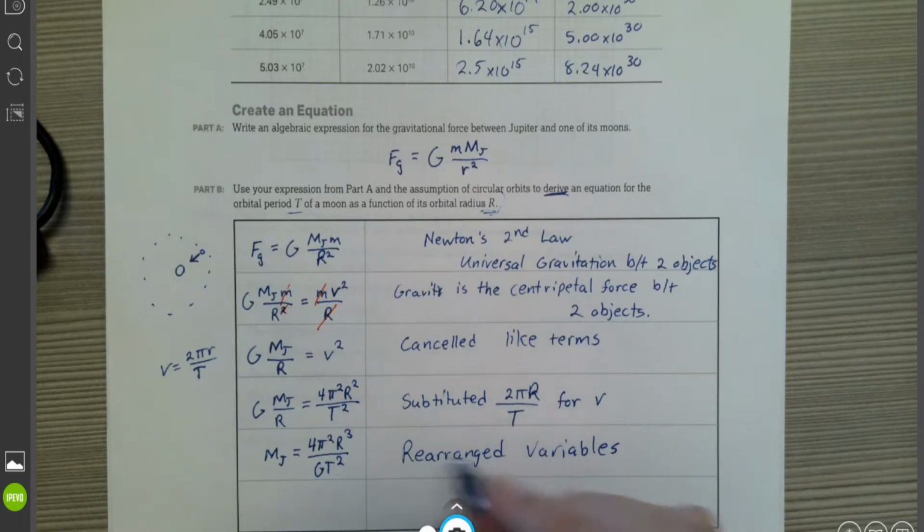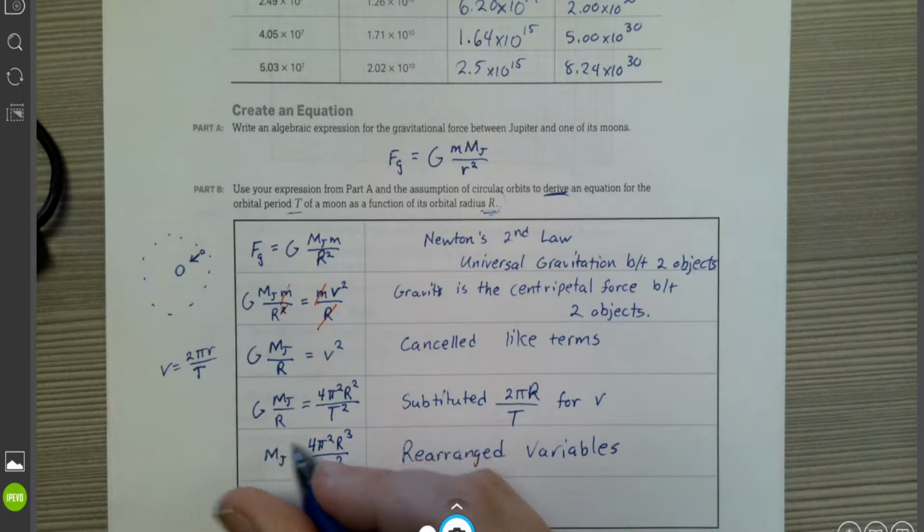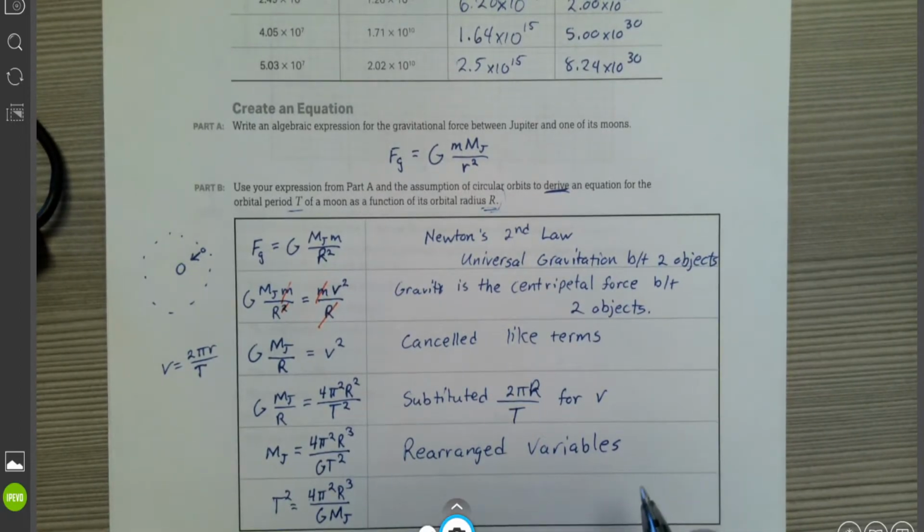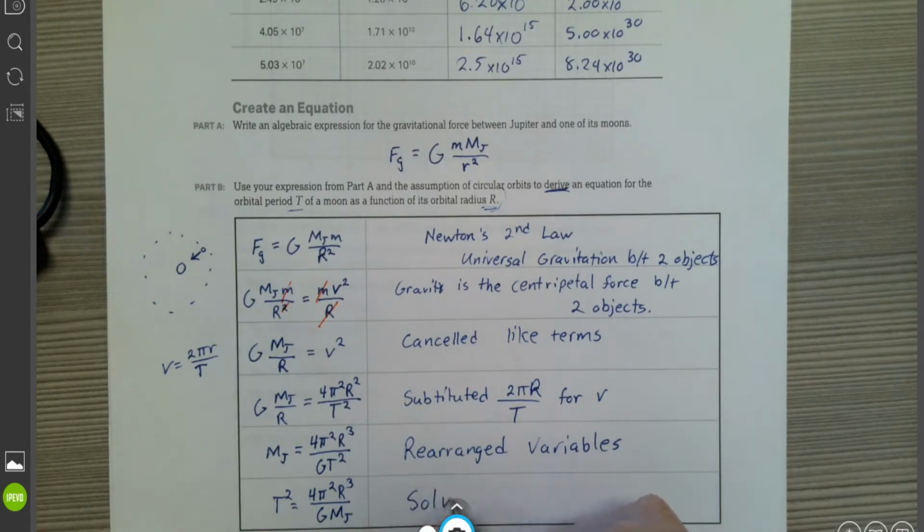And then the last thing that we do is we want to get the time to move over here. So we're going to take this time squared and move it to the top. We're going to take the mass of Jupiter and move it down to the bottom. So time squared is going to be equal to 4 pi squared radius cubed divided by g times the mass of Jupiter. There we go. I think that's the last thing that we did, we solved for t squared.